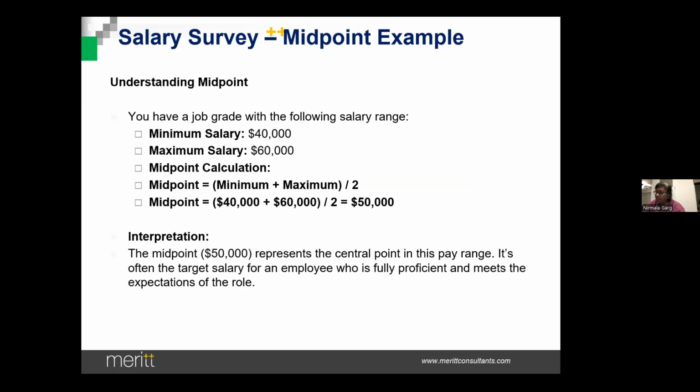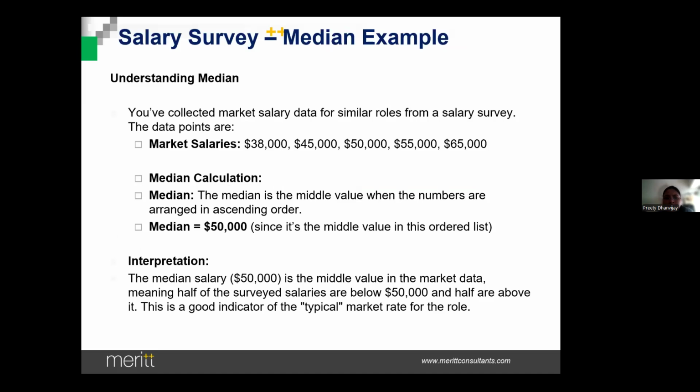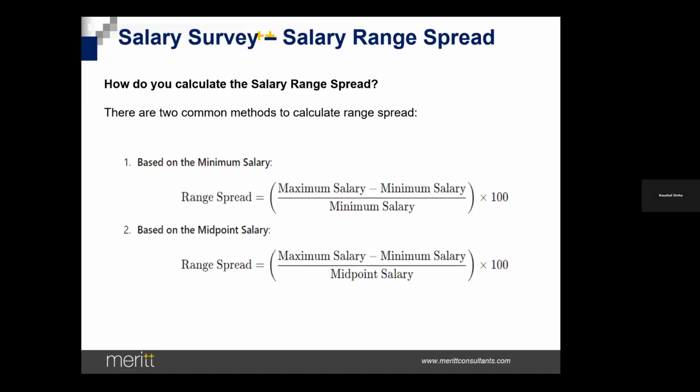Nobody is giving me the answer. What was the maximum? 60,000. 60,000 minus 40,000, the minimum. So 20,000, divided by the minimum, 40,000. Multiplied by 100, it is 50%.